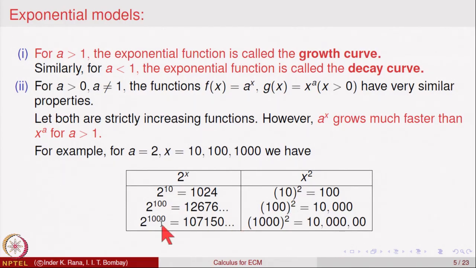When you compute 2 to the power 1000, the value is this, and we have not written the other values. You can see that this value is much bigger than this value. So, this says that the exponential function grows much faster than the power function. One can prove that this growth is faster using higher order calculus, so we will not be doing that.